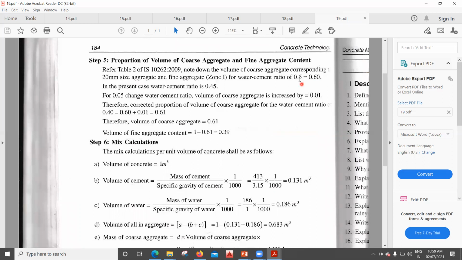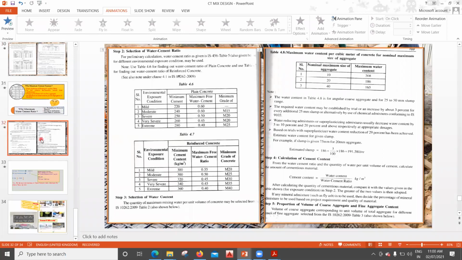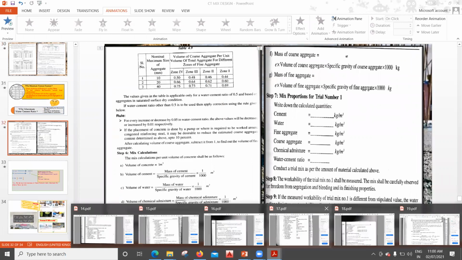For water cement ratio 0.5, we are getting 0.60 from the code. Quickly see that. For 20 mm aggregate and Zone 1, we get 0.60, but this is for 0.5 water cement ratio. We have adopted a water cement ratio of 0.45, then you have to apply that correction factor. Now you know how to apply that correction factor.